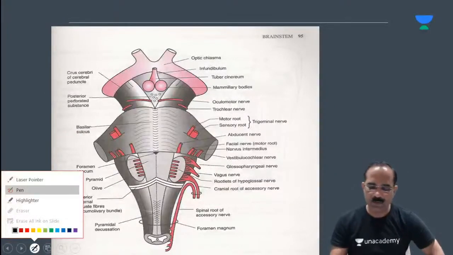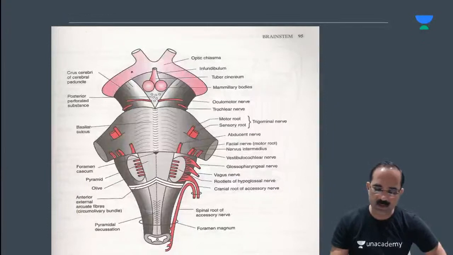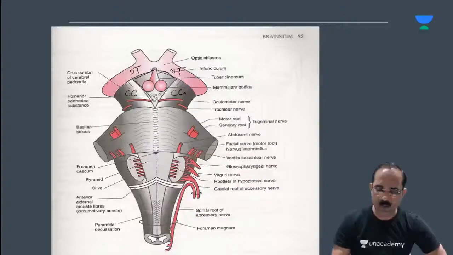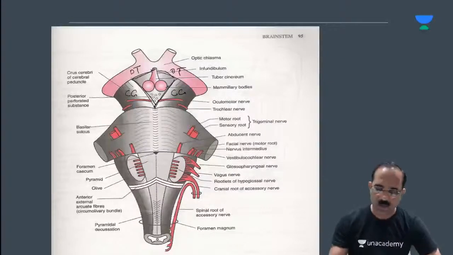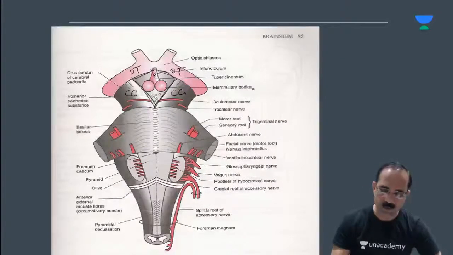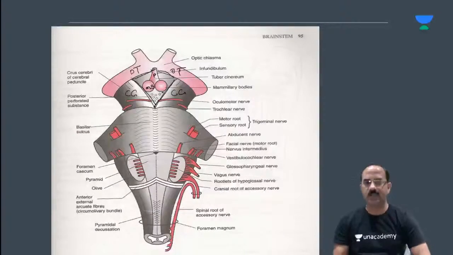Yep. So tell me, students, what is this now? This is the optic tract. This is the crus cerebri. This area that you are seeing is the interpeduncular fossa. This is the pituitary stalk. These are the mammillary bodies, and that's the posterior perforated substance.